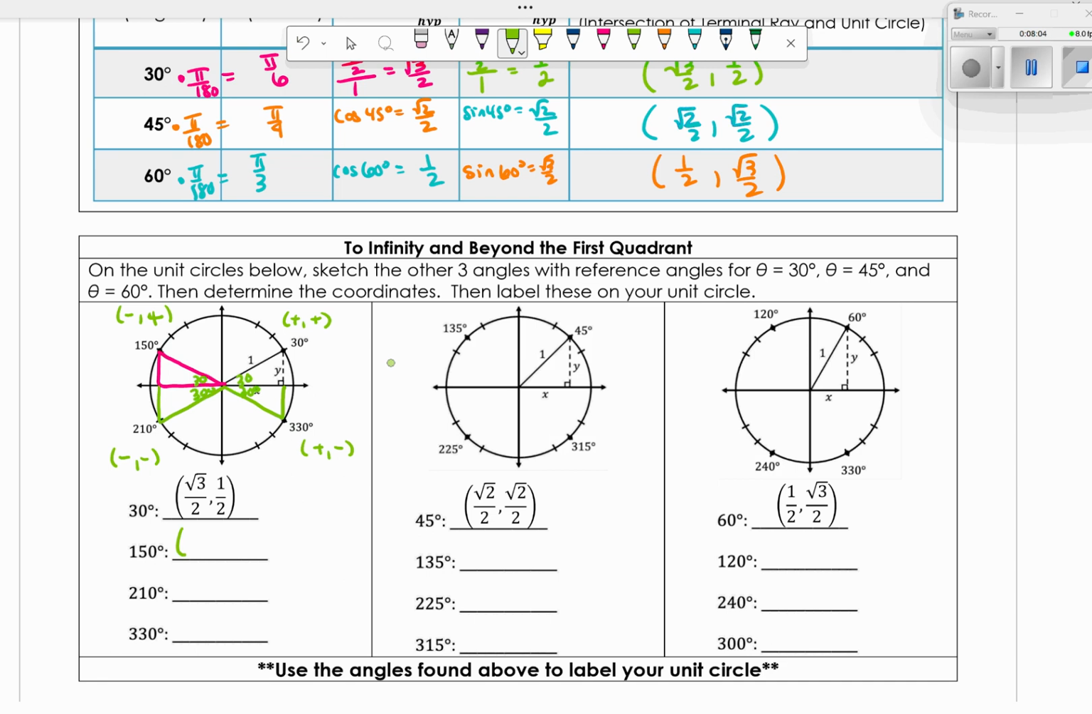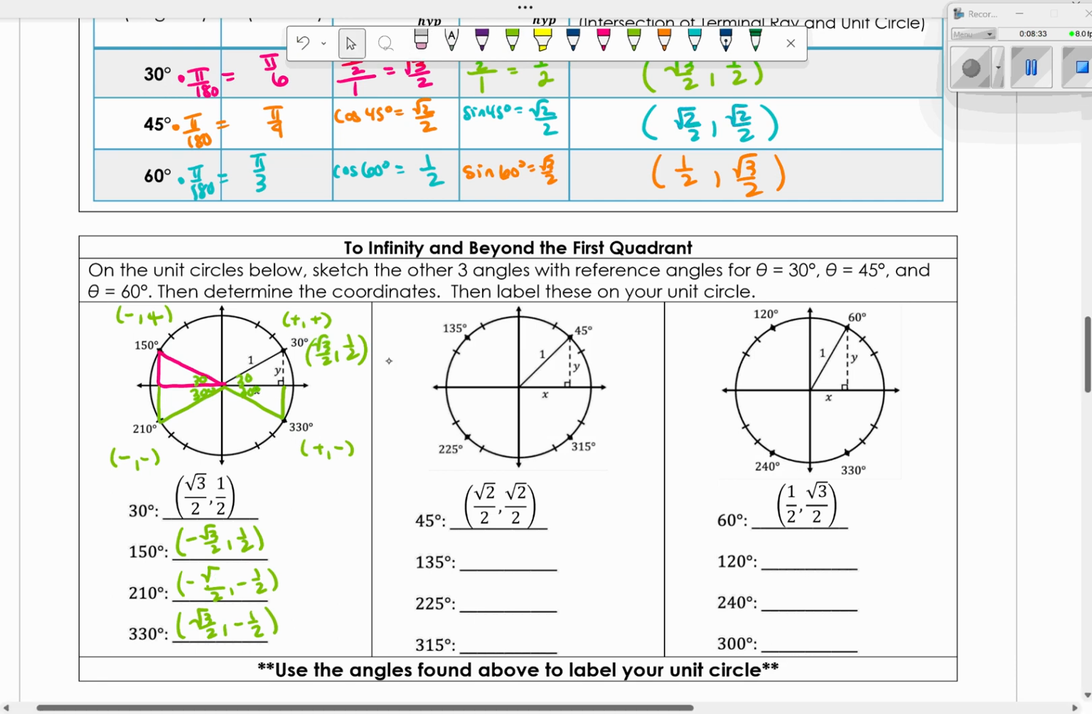So if this point is root 3 over 2, 1/2, then over here, in the next quadrant at 150 degrees, it would be negative root 3 over 2, 1/2. Then at 210, it would be negative root 3 over 2, negative 1/2. And then positive root 3 over 2, negative 1/2. So notice that it's the same point because we're using the same reference angle, 30 degrees, for each of these triangles. The only difference is that we are changing the sign that we're using.